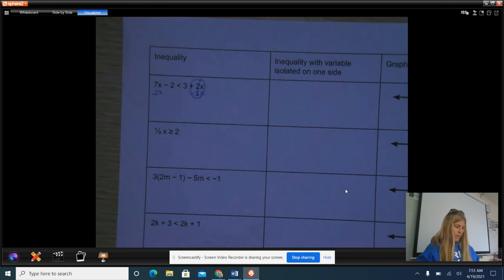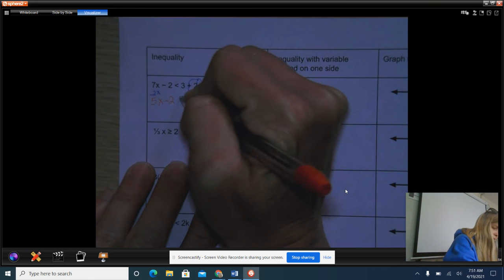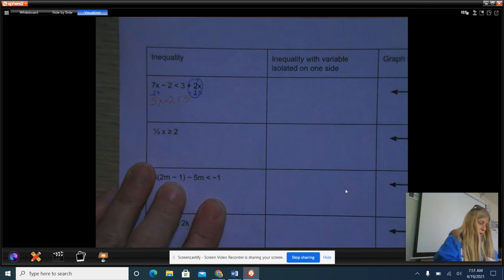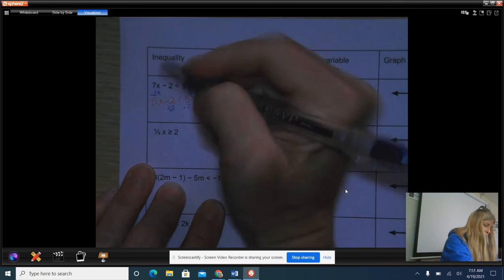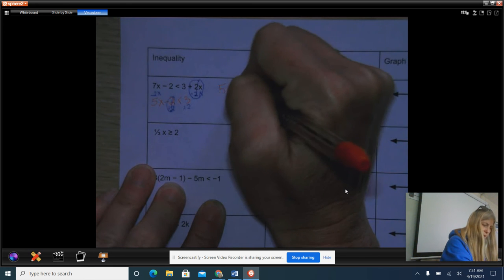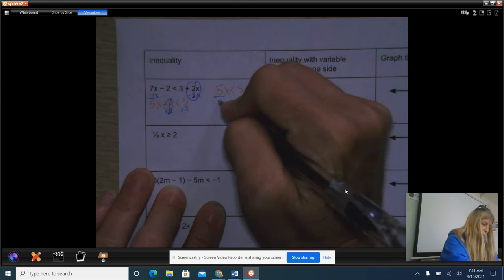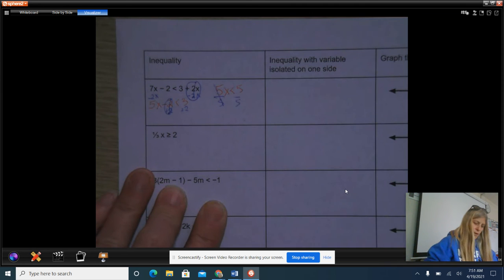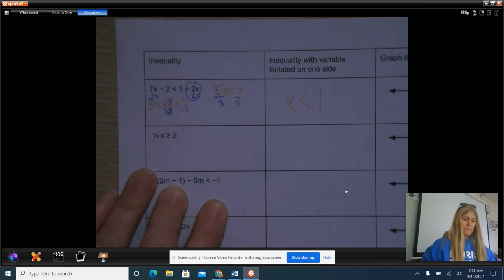And we have 7x minus 2x gives me 5x minus 2 is less than 3. I'm going to add 2 to both sides, and that gives me 5x is less than 5. We're going to finish by dividing both sides by 5. And so my inequality is x is less than 1.